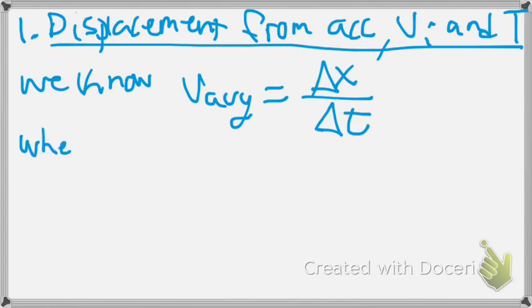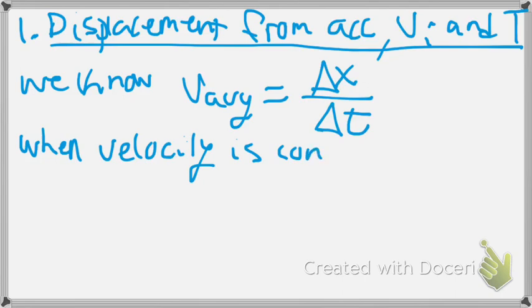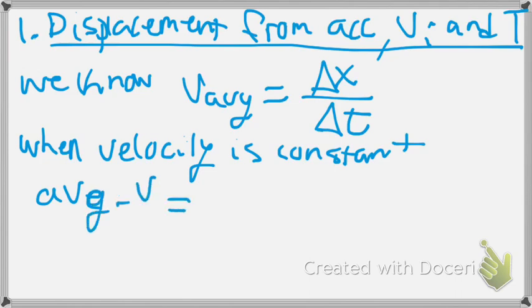When velocity is constant, then average velocity is equal to velocity initial plus velocity final divided by 2. It's an average, right? If it's average velocity, then the velocity you started at and the velocity you ended at divided by 2 should get you an average.